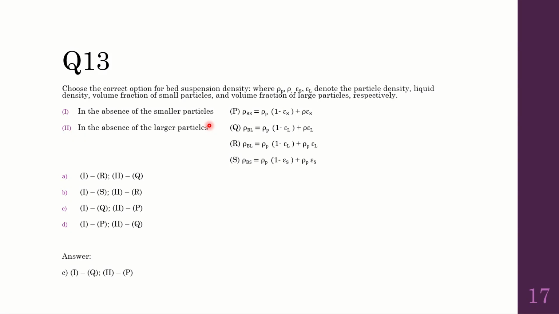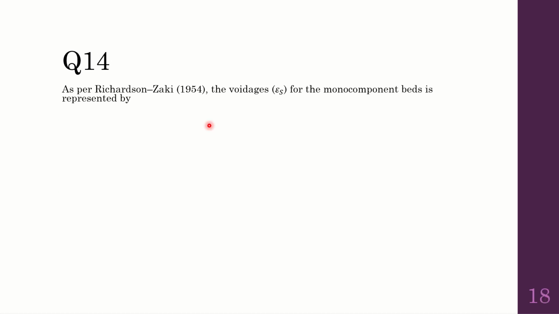So you might get confused at some point, so please be careful while reading the questions. So we'll have question 14 now. In question 14, as per Richardson and Zaki, the voidage for the monocomponent bed is represented by epsilon S is equal to epsilon L into ds by dl power 3 minus m by mn.